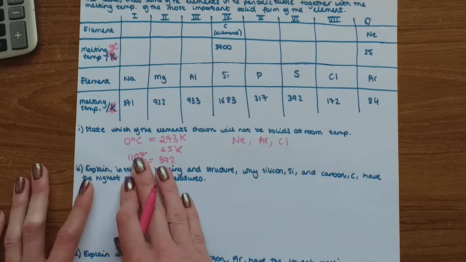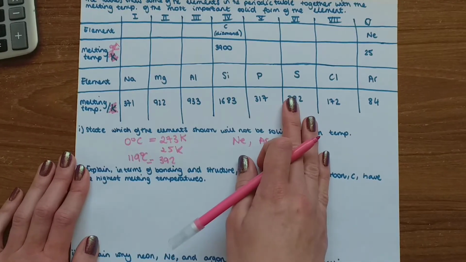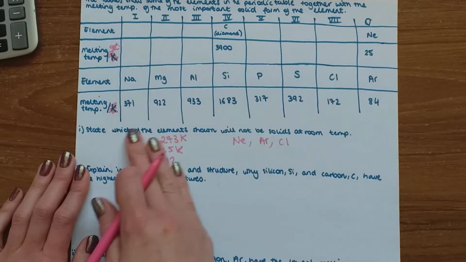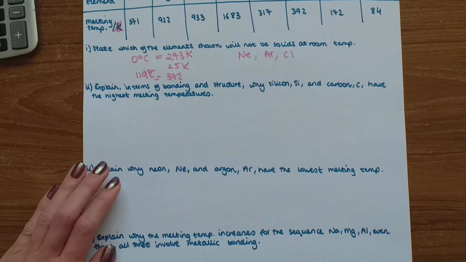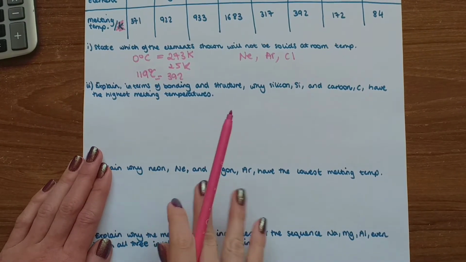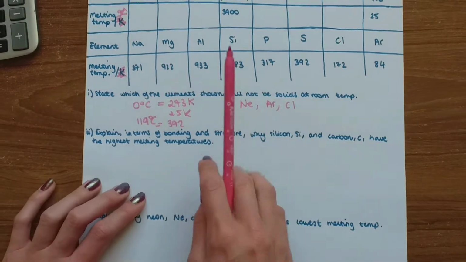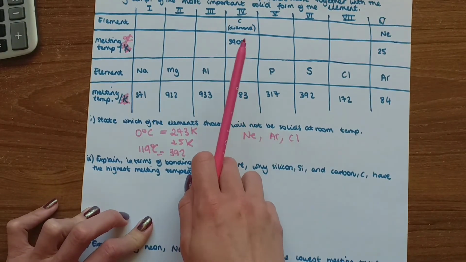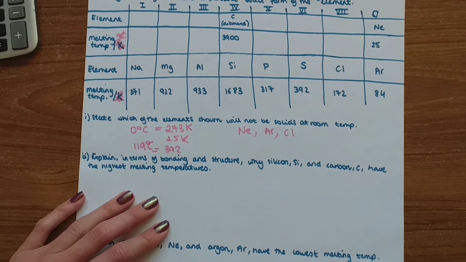Any of the others are still not going to be solids at room temperature. So just these three. So next part says, explain in terms of bonding and structure why silicon and carbon have the highest melting temperatures.